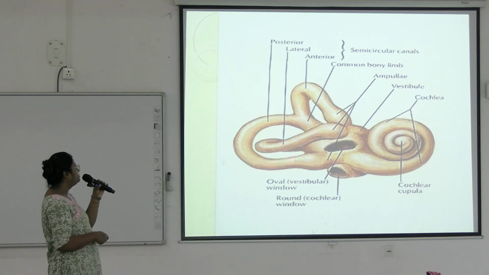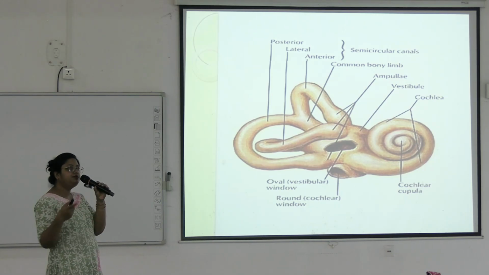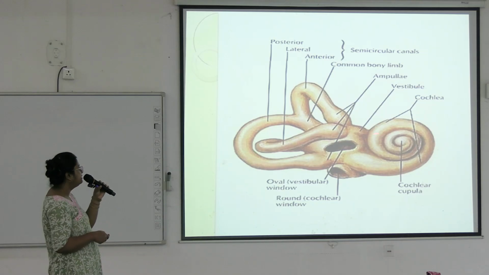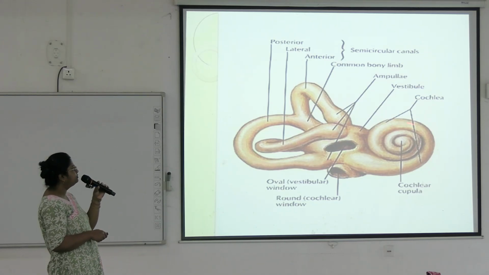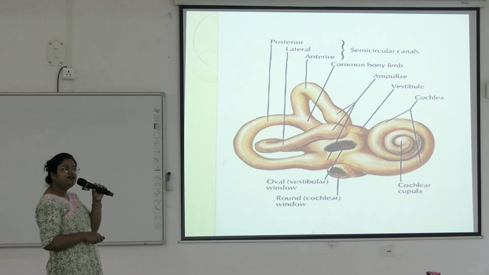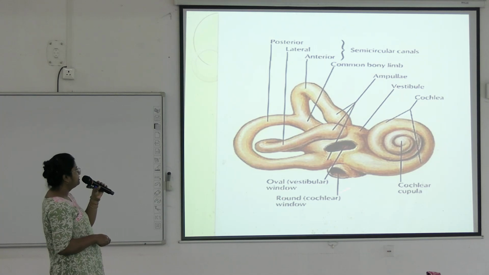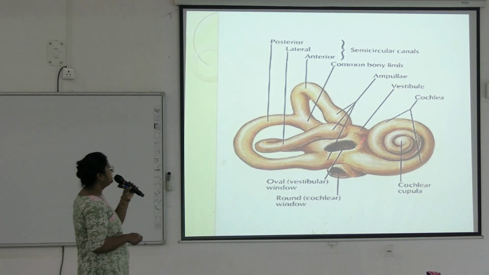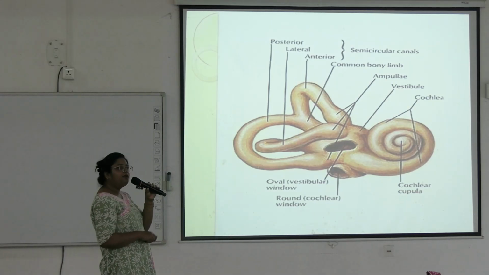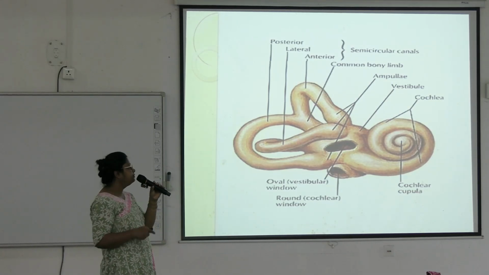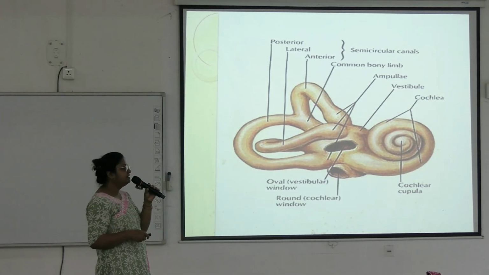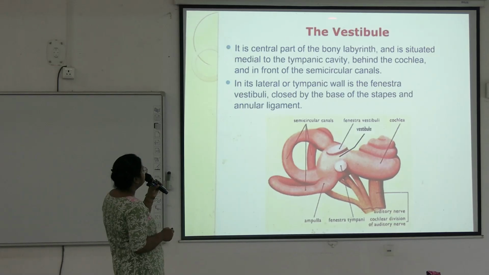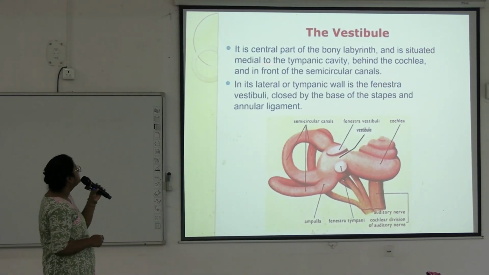Through the footplate of the stapes, sound transmission occurs from the middle ear into the internal ear, then it will pass through the turns of the cochlea and it will be dispersed through this round window. And this is the cochlea, which forms about 2.5 to 2.75 turns around the midline modiolus. Okay, so next we are going to the vestibule.